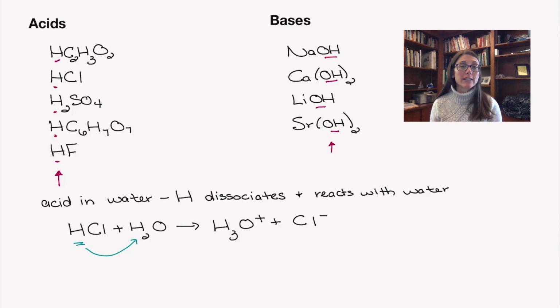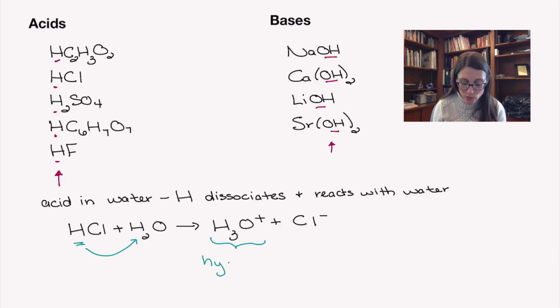Now, when the hydrogen leaves, it does not take its electrons behind. Because it has lost an electron, it is now positive, and what it used to be attached to, the Cl, has gained that electron and is now negative. This H3O+ has a special name. It's a very special polyatomic ion.